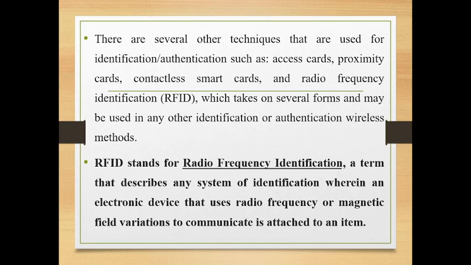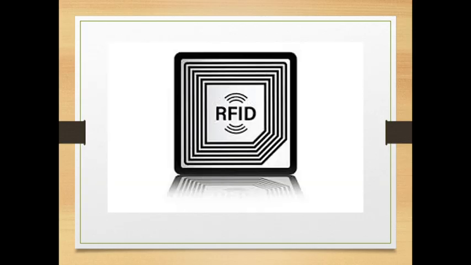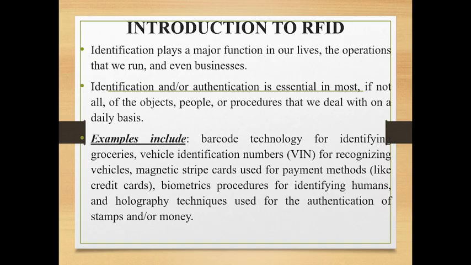RFID stands for radio frequency identification. It describes an identification system where electronic devices use radio frequency or magnetic field radiations to communicate with items they are attached to. For example, we see it in barcode technology, vehicle identification numbers, magnetic stripe tapes, and card payments, that is, debit card and credit card payments.